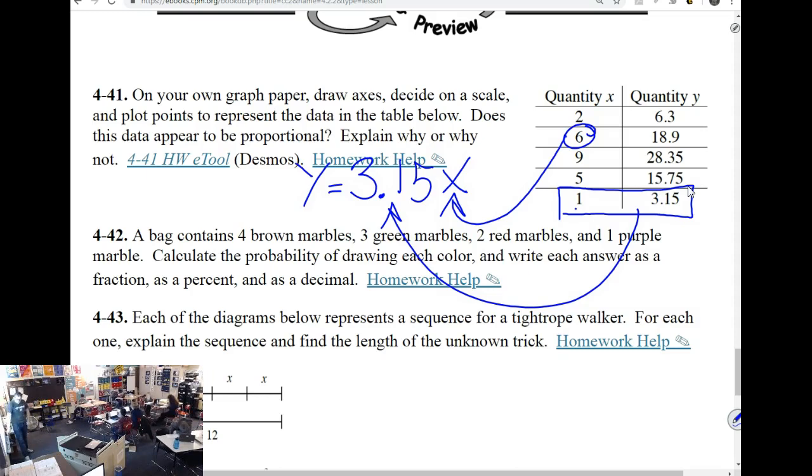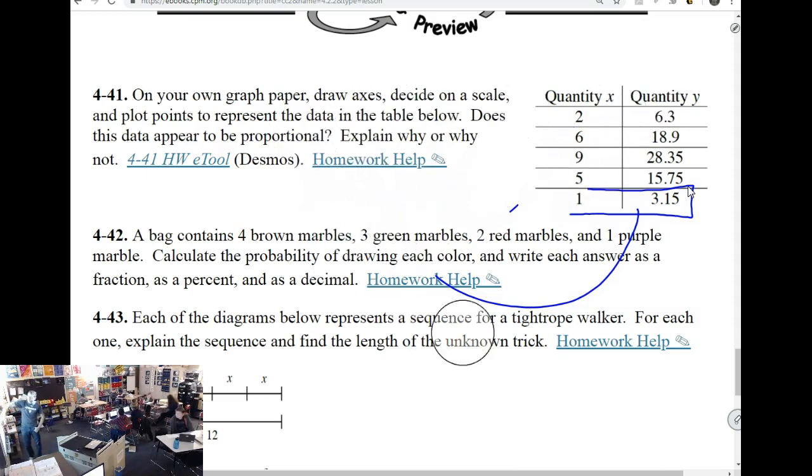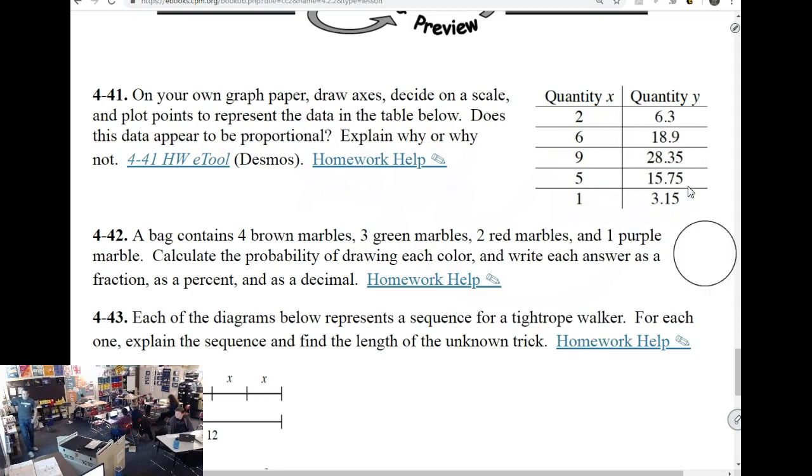So your justification can be: this table is proportional because every y value is 3.15 times the x value. Notice now we're stepping up into slightly harder work with decimals and fraction values, and not everything relates by whole numbers.